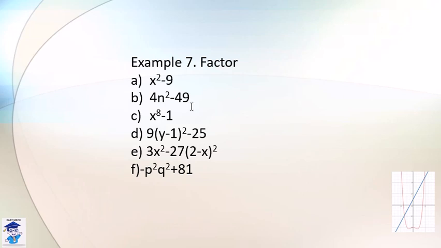Example 7, factor. There are 6 questions. Number A, x squared minus 9. Number B, 4 times n squared minus 49. C, x to the power of 8 minus 1. Next is 9 times perfect square of y minus 1 minus 25. E, 3x squared minus 27 times perfect square 2 minus x. Last question is negative p squared times q squared plus 81.